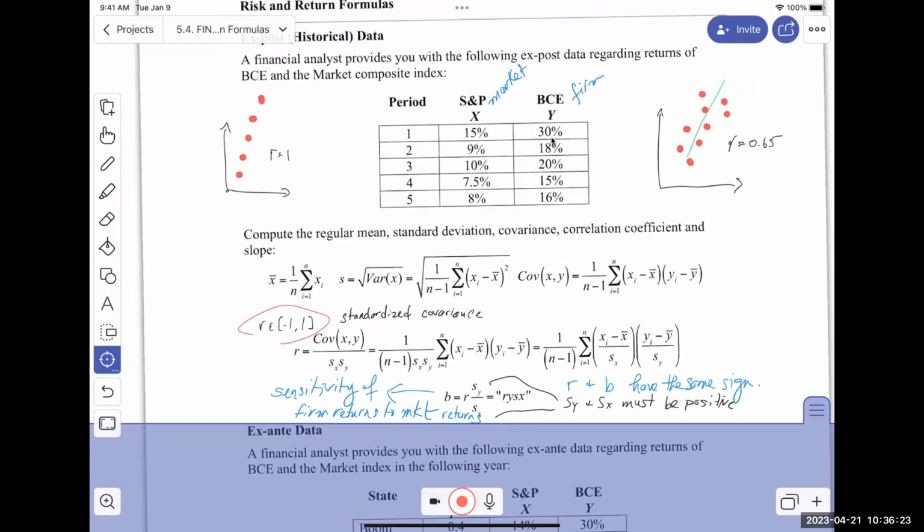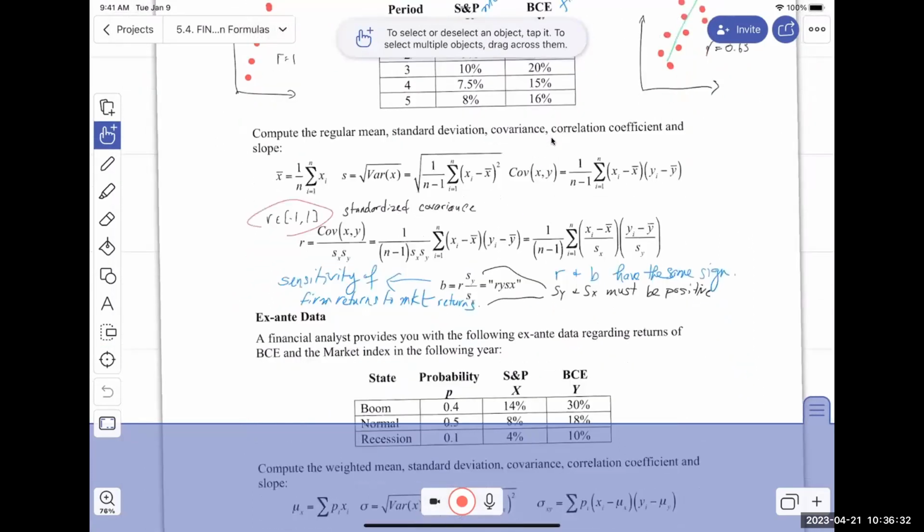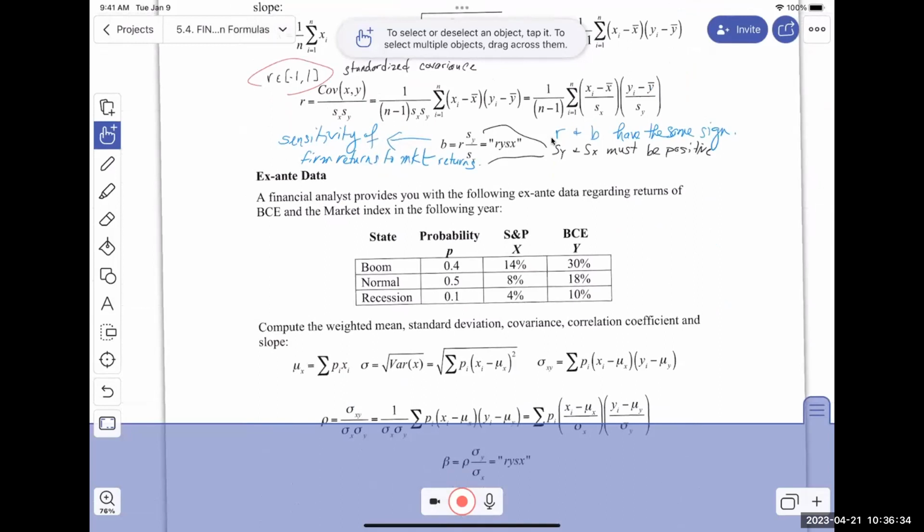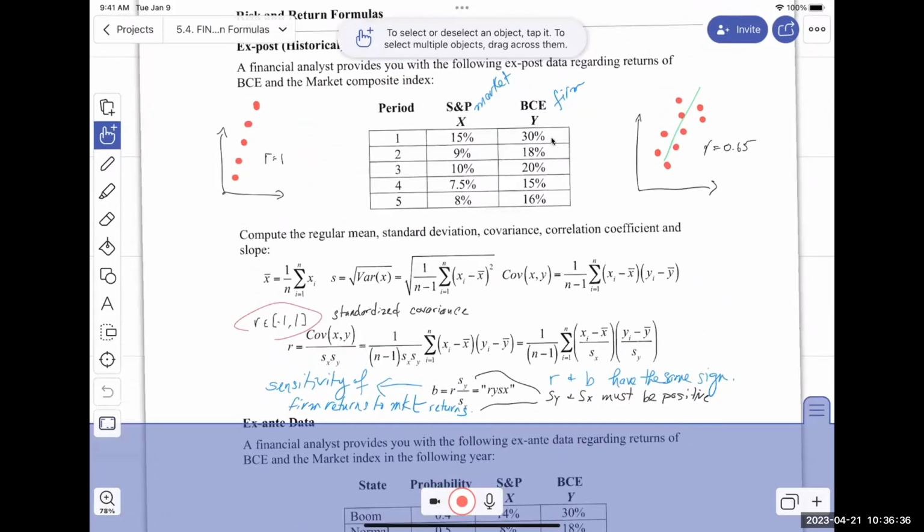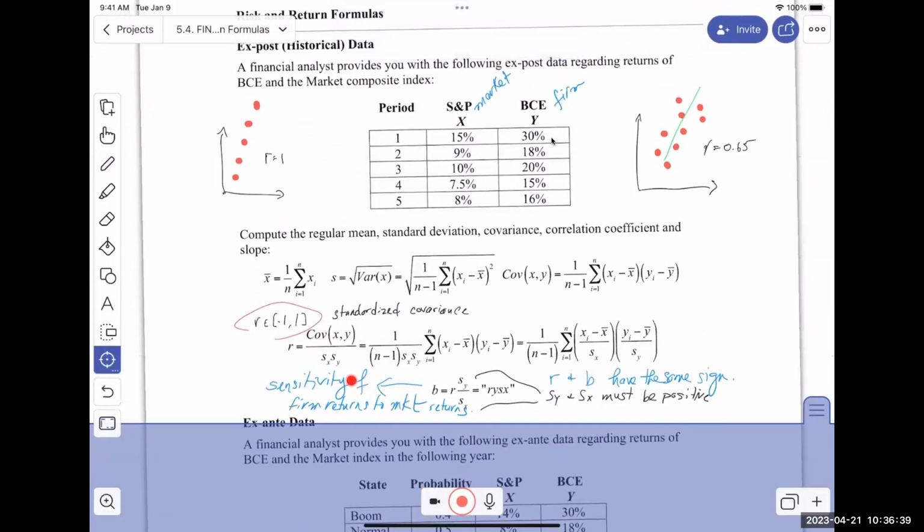So is there anything else I have to tell you? So we're going to talk more about the beta anyway. That's what we're going to talk about. So what if the data look... Yes, it's a sensitivity of firm returns to the market return.